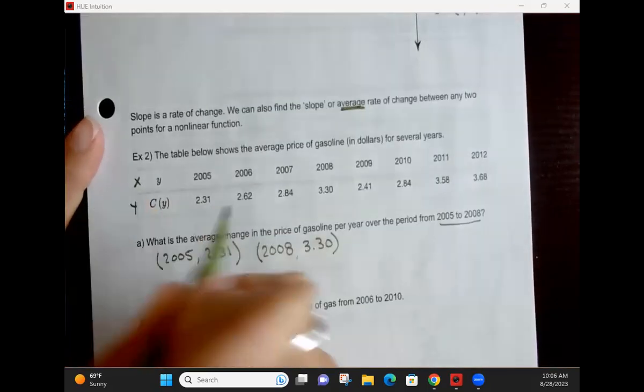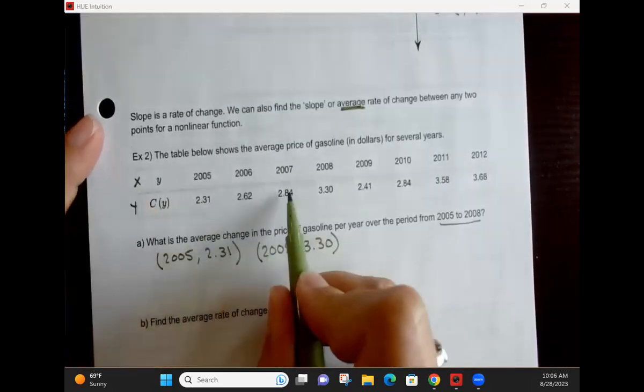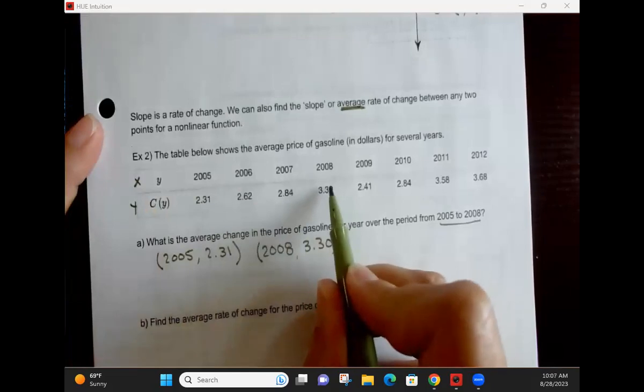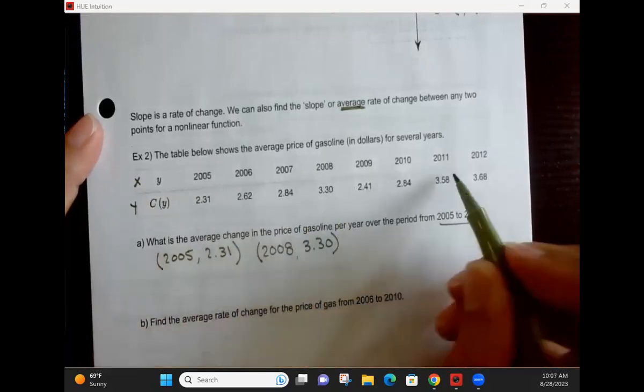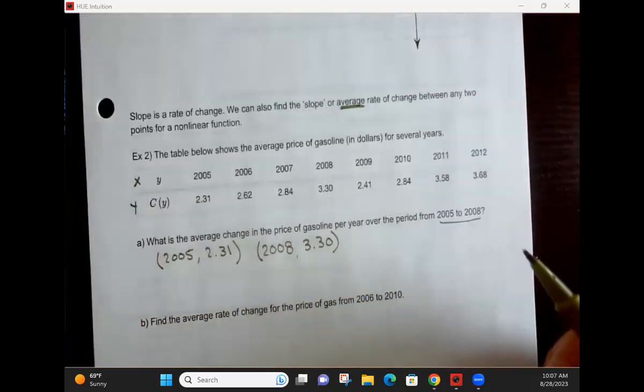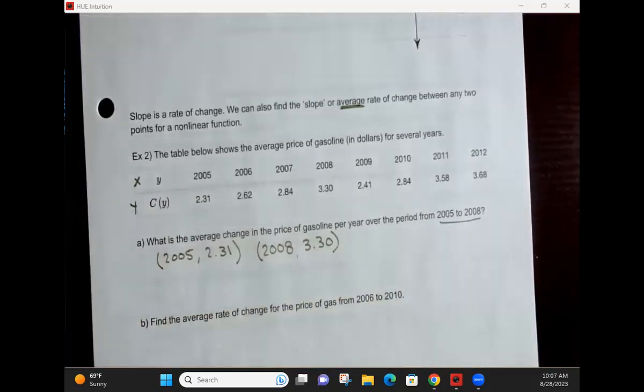And then if I look at my Y, we go up, we come down, we go up, we go up a little bit. So we're going up and then down and then back up. Not linear, right? Because if it was a linear function, it'd be going up all the time by the same amount each time, or going down all the time by the same amount each time. This is not a linear function, but we can still find that rate of change. We just call it average rate of change.